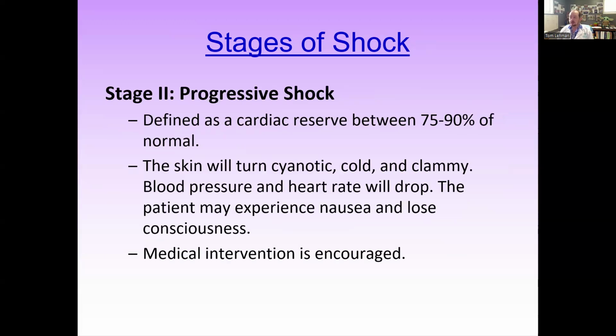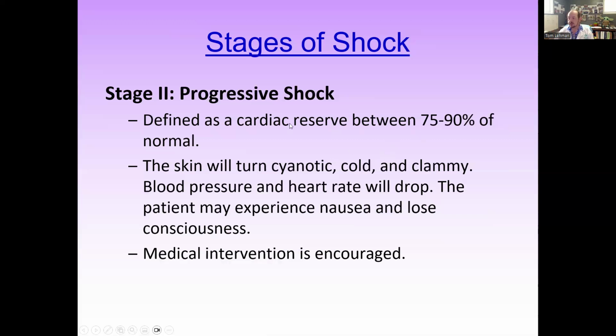Stage 2 shock is progressive shock. Things are getting worse. Now we've moved beyond your body's ability to compensate. Now you're at a cardiac reserve between 75 and 90%. You've lost almost a quarter of your cardiac output. And this could be any kind of shock. This could be hypovolemic, this could be vascular, cardiogenic, any of these, but any of these stages could be in any of the types of shock.